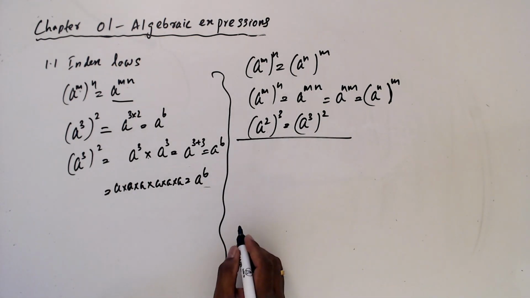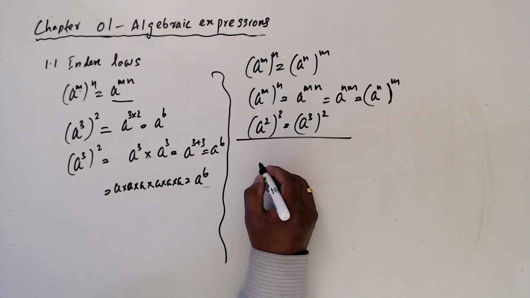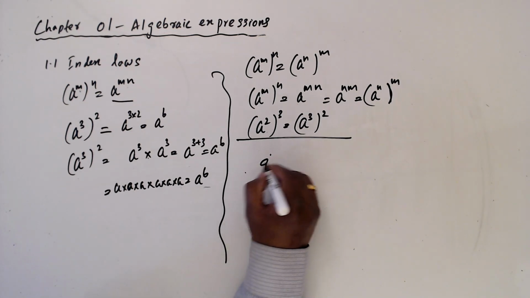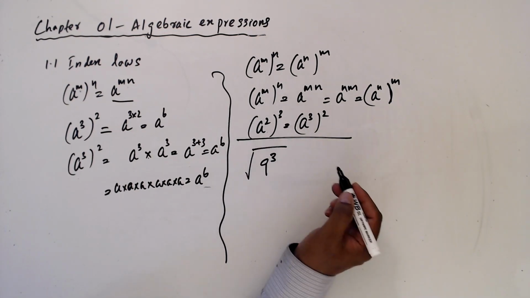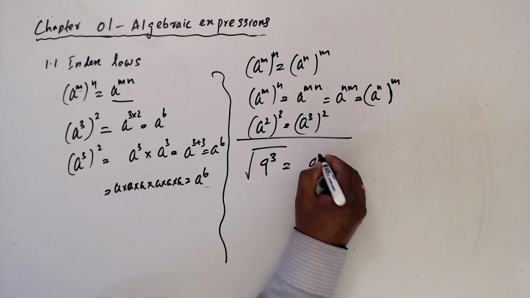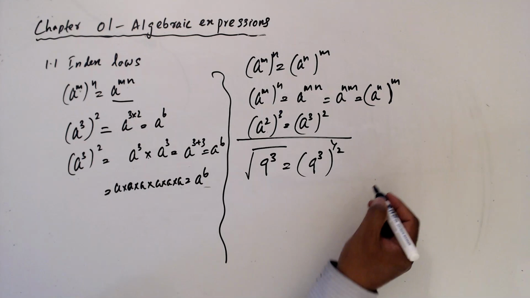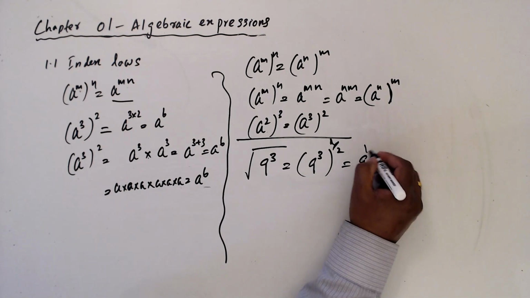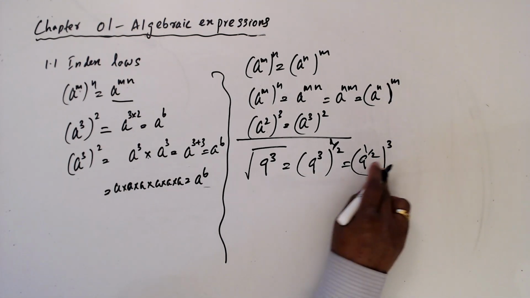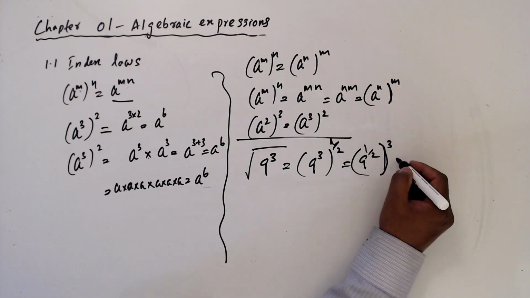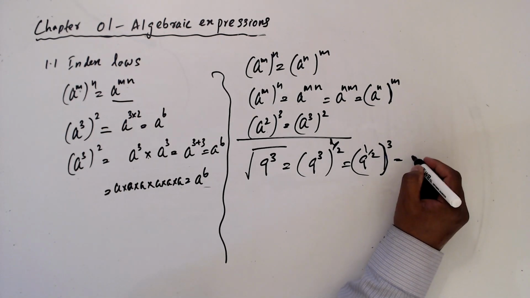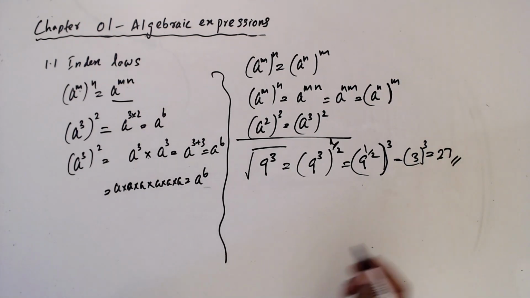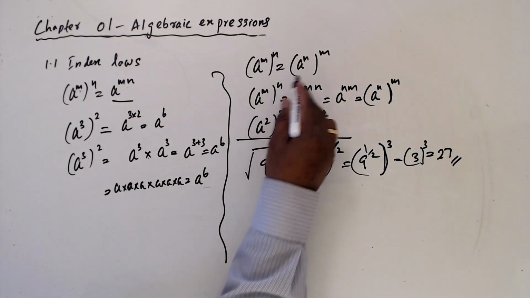We need this kind of technique sometimes, for example when we are solving 9 to the power 3 halves, or 9 to the power half, to the power 3. Usually we will do 9 to the power 3 halves. Now we can simply write this 9 to the power 3 halves as 9 to the power half, to the power 3. So the square root of 9 is 3, so 3 to the power 3. 3 to the power 3 is 27. So this is the use of this one.